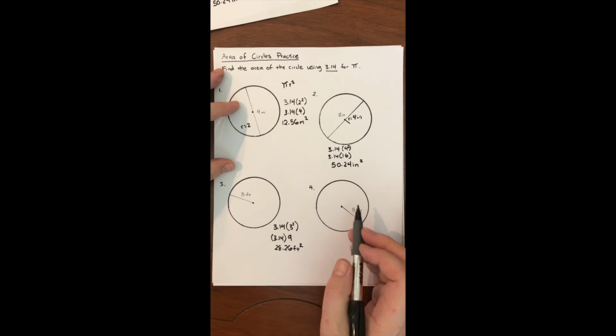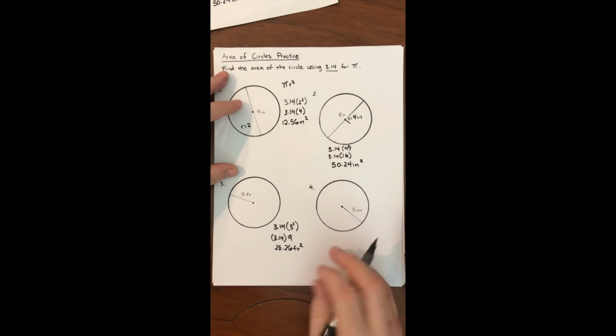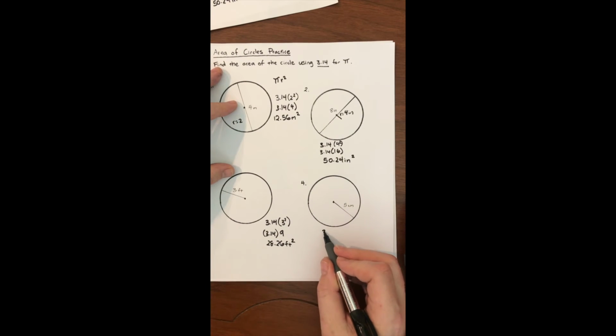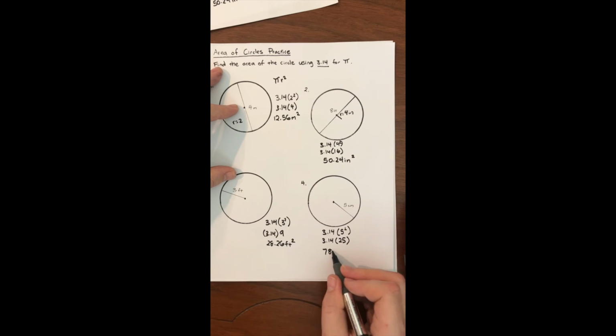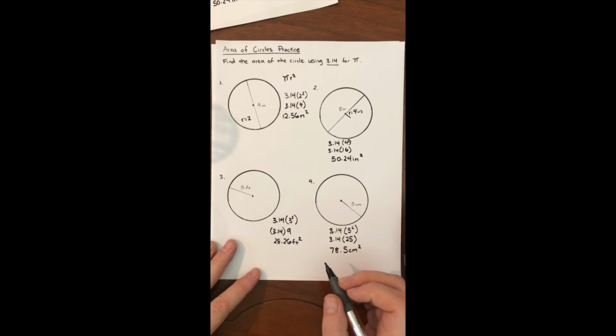All right, moving right along, I've got 5 centimeters here. So I'm going to take pi. I'm going to use that radius, and I'm going to square that 5. So that's 3.14 times 25, which on a previous problem we learned was 78.5 centimeters squared. Okay, let's take that away.